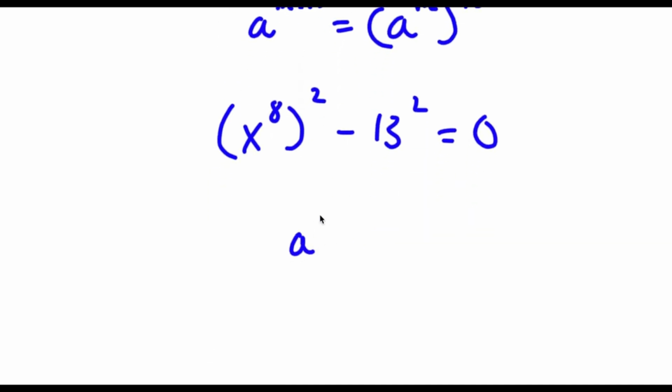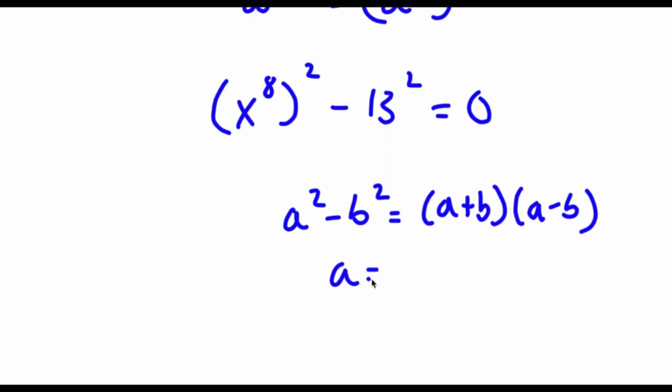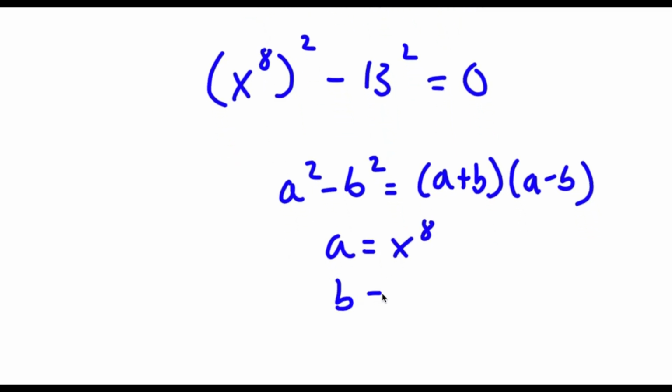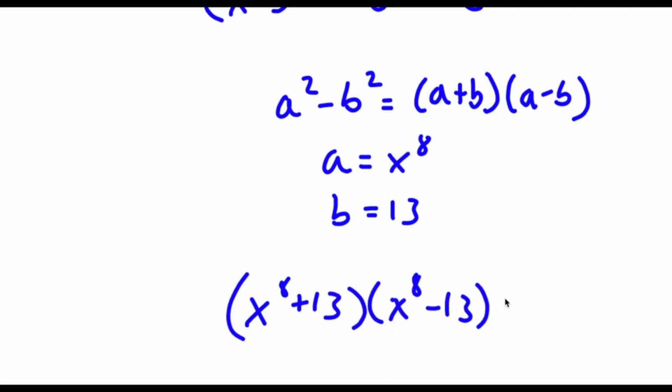Now if I have something in the form a squared minus b squared, this is the same thing as a plus b times a minus b. So in this case, a is equal to x to the power of 4 and b is equal to 13. So now I have x to the power of 4 plus 13 times x to the power of 4 minus 13 is equal to 0.